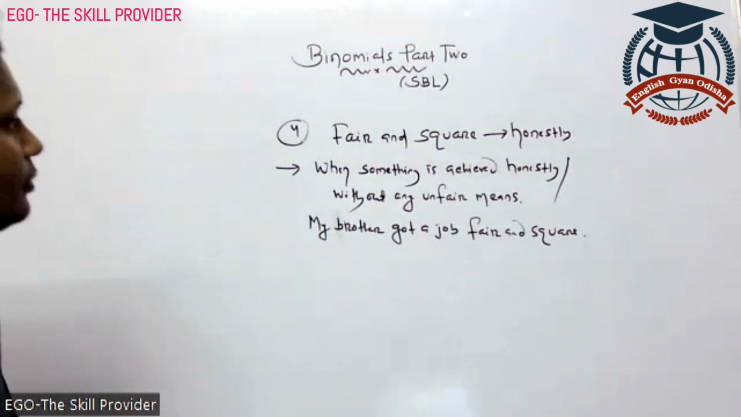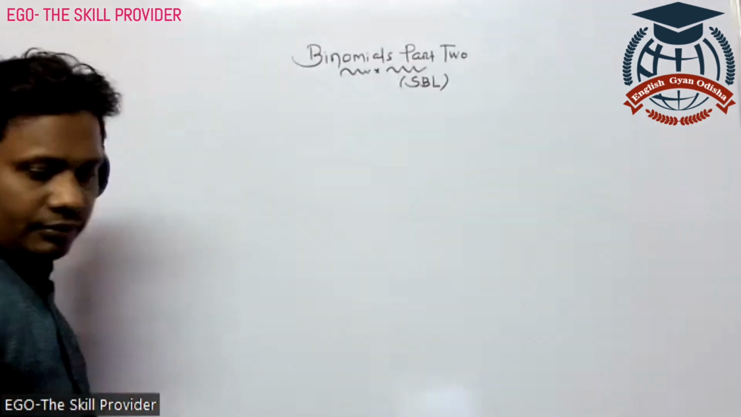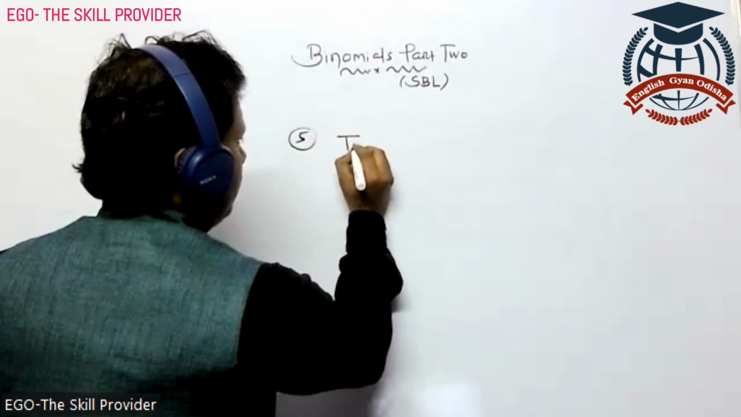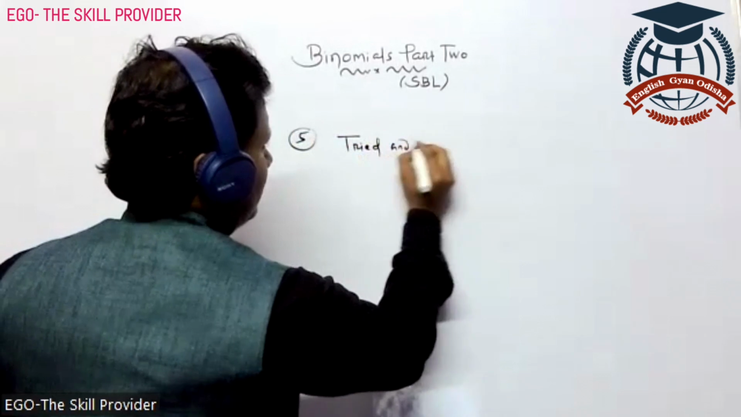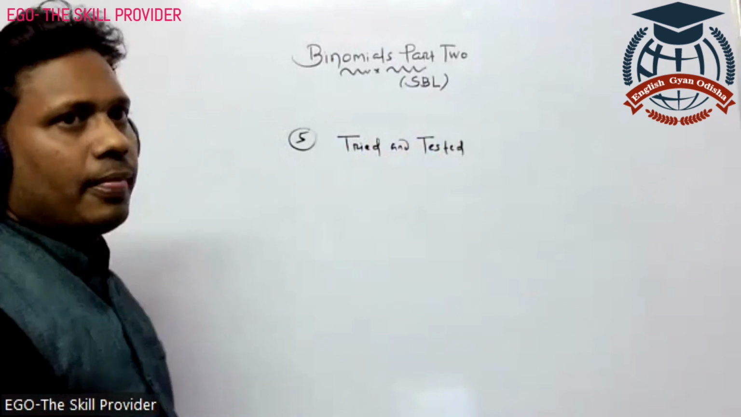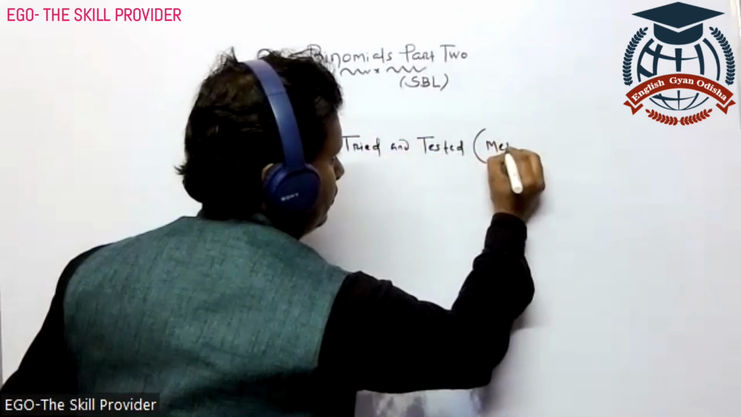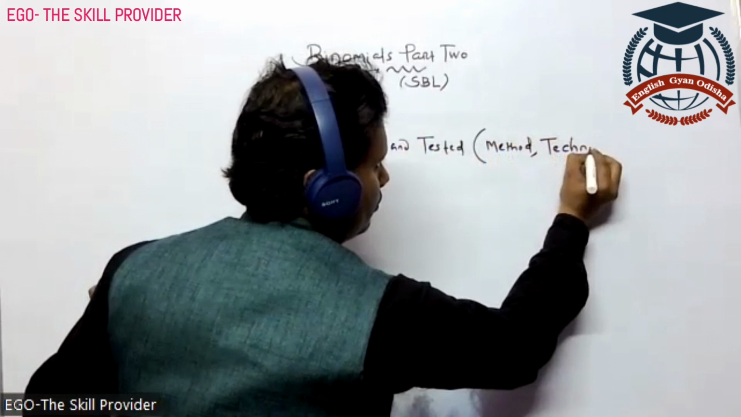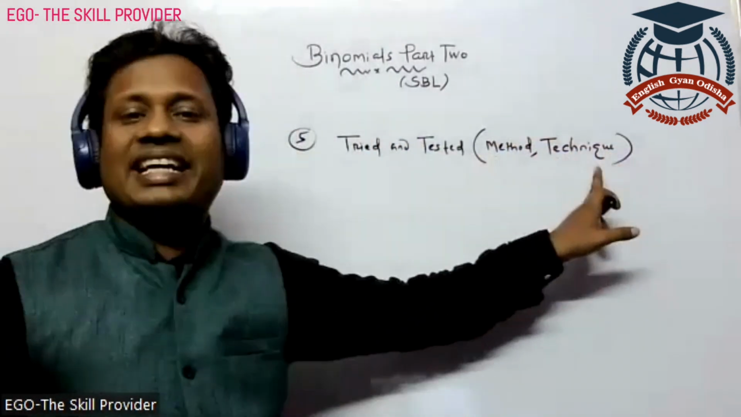The next one, fifth. Tried and tested. Okay. Tried and tested. It is used for method and techniques.